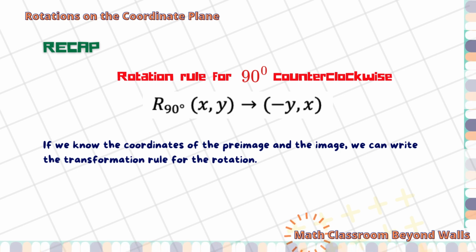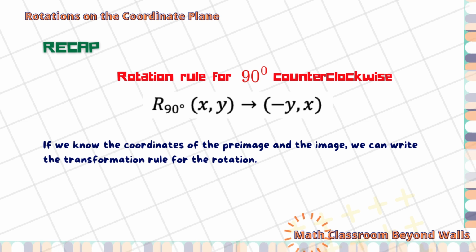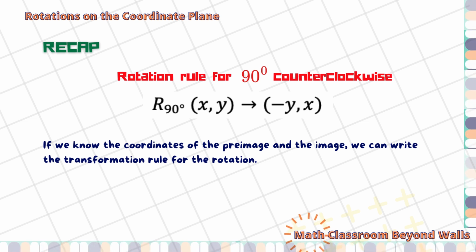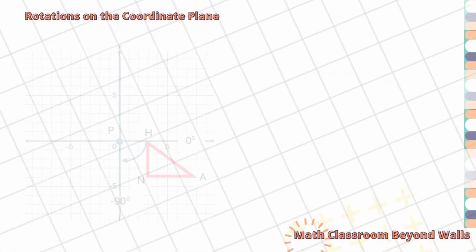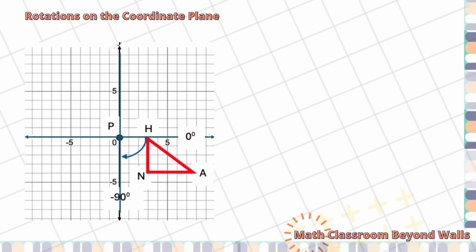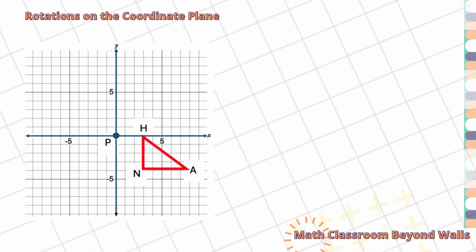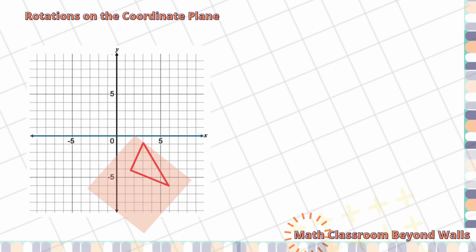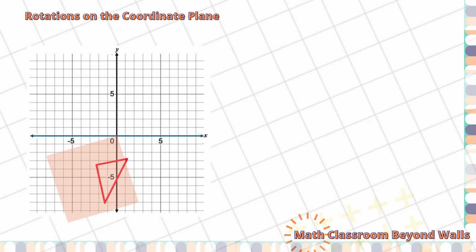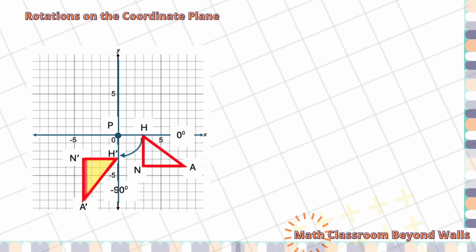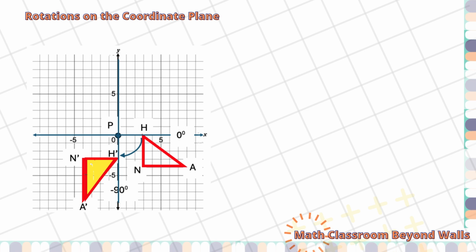Okay, so we move on to the next so we can get as well the transformation rules for the different rotations. Rotating triangle ANH 90 degrees clockwise gives us this.